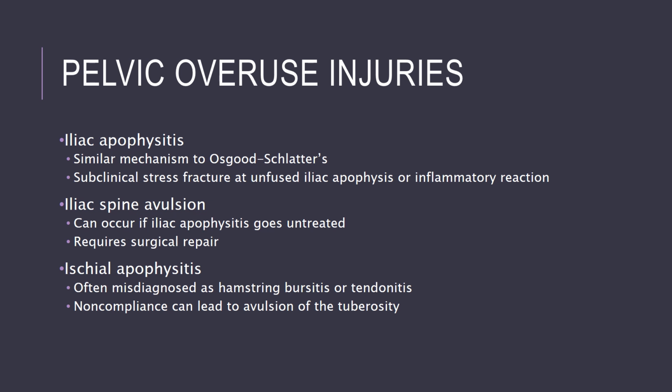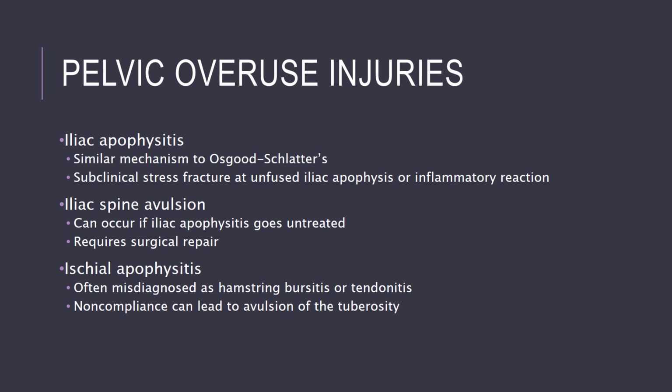Moving further down the body, let's look at some pelvic overuse injuries. Iliac epiphysitis occurs with a similar mechanism to Osgood-Schlatter's disease, which I will discuss in the next slide. It is a repetitive traction injury to tendon attachment sites. It could be that it occurs because of a subclinical stress fracture at the unfused iliac apophysis, or it could be an inflammatory reaction to the repetitive traction.